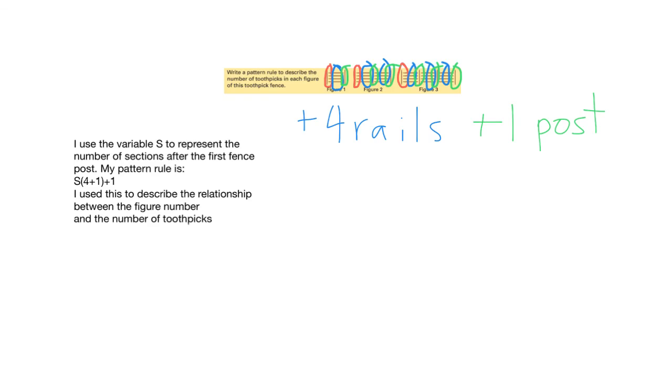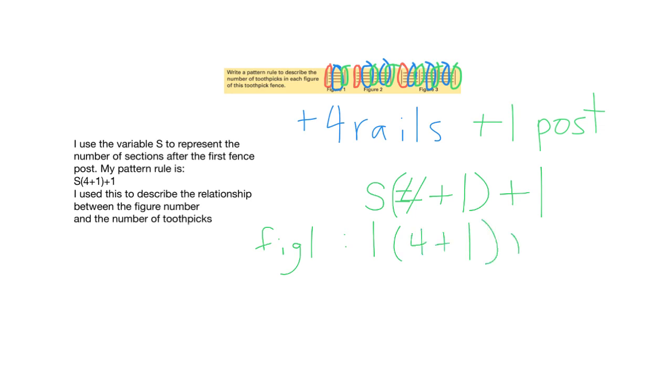And then we test it, just like we always do. So if s times 4 plus 1 gives us the value of our terms, then we'll try for figure 1. 1 times 4 plus 1, which is 1 times 5 is 5 plus 1 is 6, which is the number that we have in our first section of fence toothpicks.